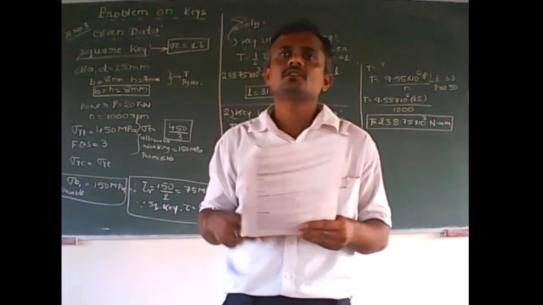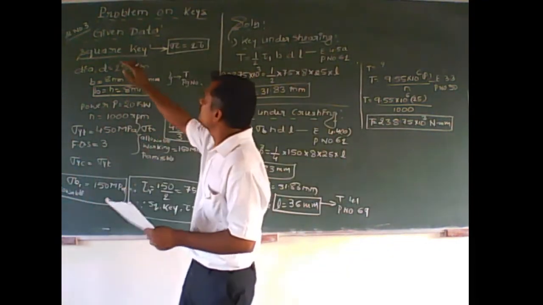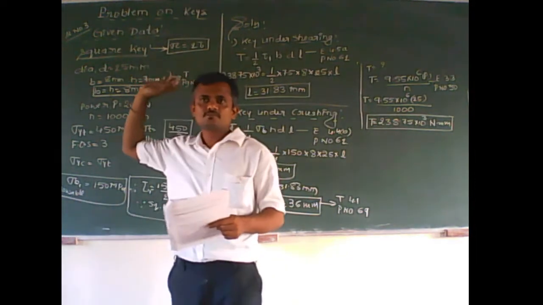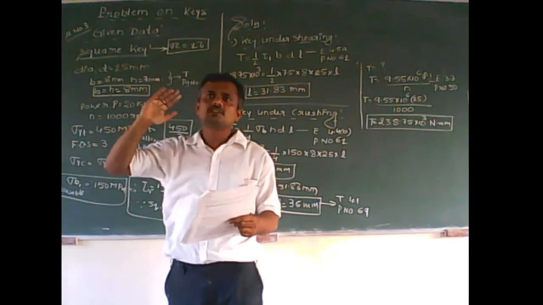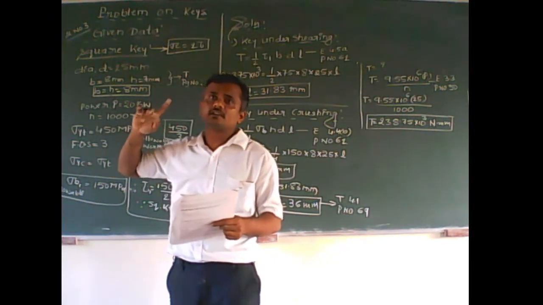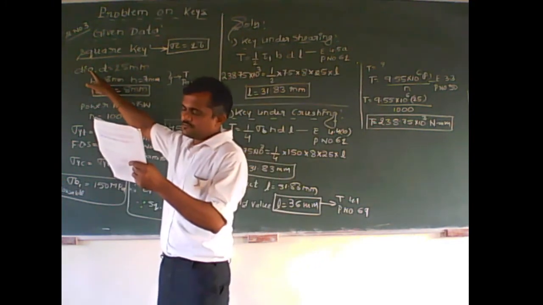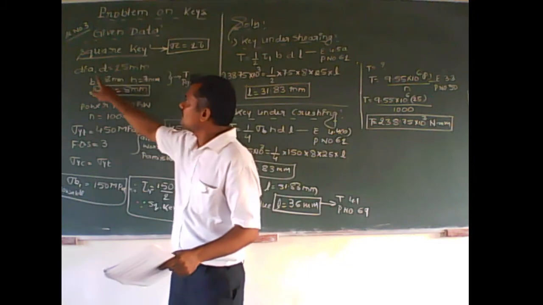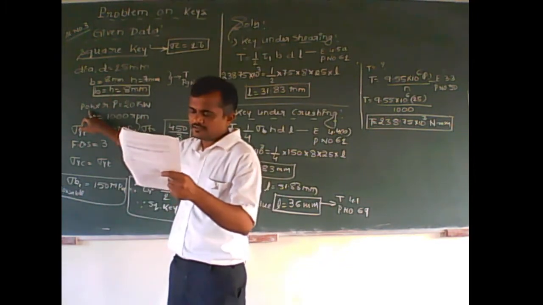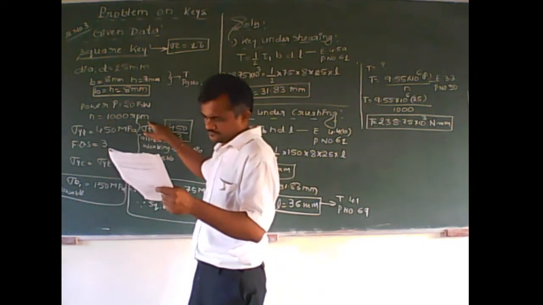So by reading this, we can write down the given data which I have already listed out here. This is the given data where square key is given. This is also very important in writing the given data, square key. Why? I will tell you later. Afterwards he says diameter of the shaft is 25 mm. Afterwards the power is given, 20 kilowatt. N is 1000 rpm.